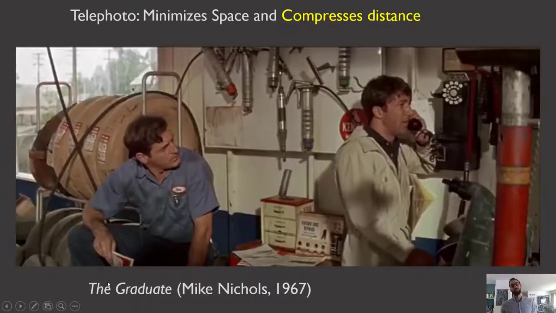Okay, so to give you a bit of context for what's going on in this clip, this is the film The Graduate, which is a kind of subversive romantic comedy. Subversive because it's clearly paying homage to the tradition of romantic comedy, but it tries to subvert a lot of the expectations we have with the genre.